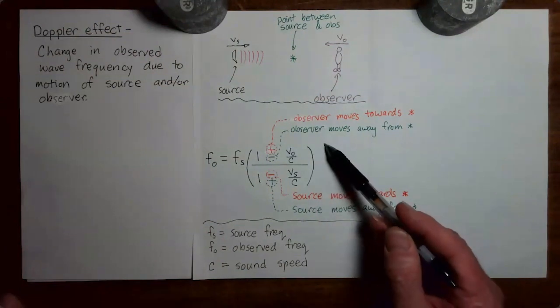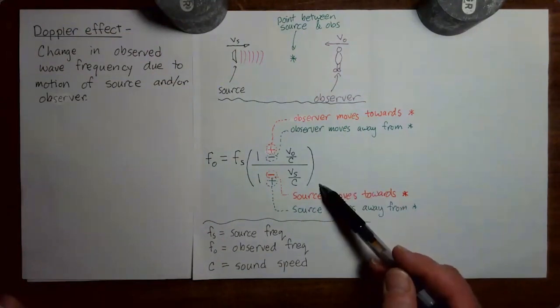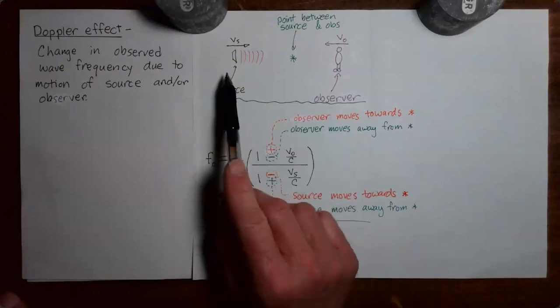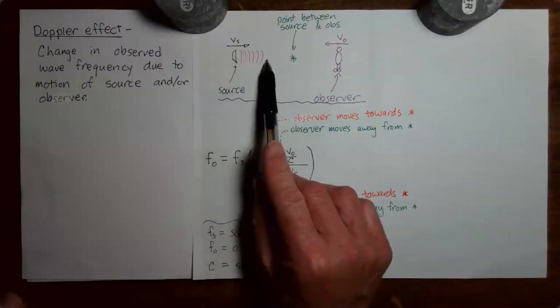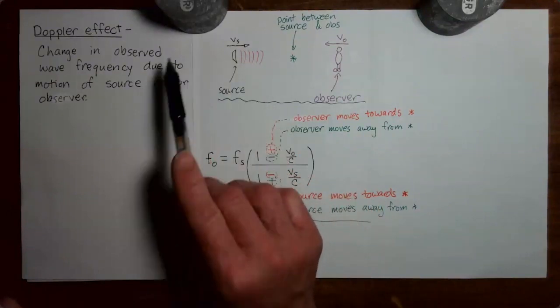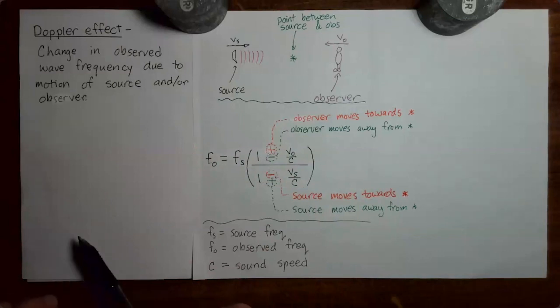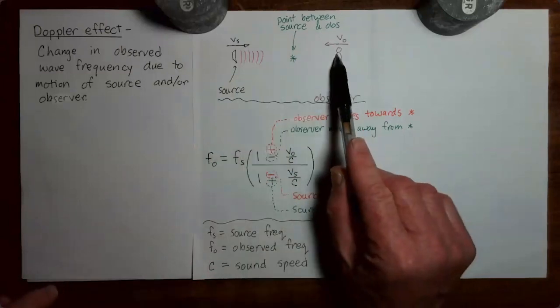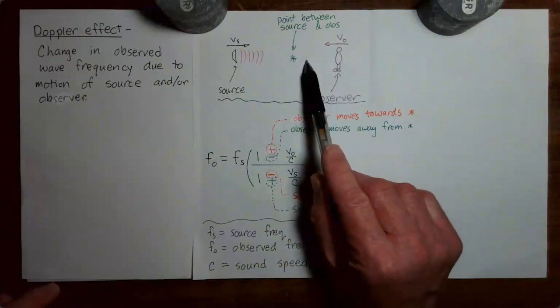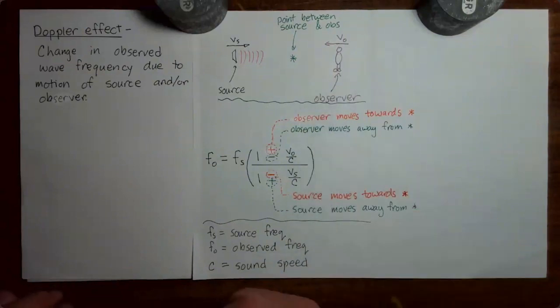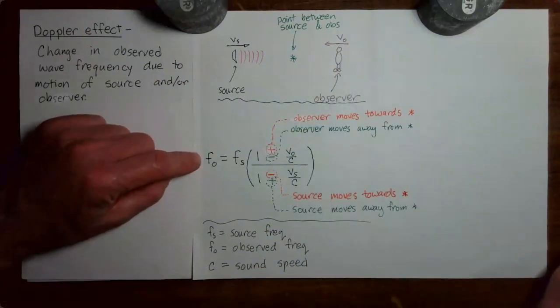We're going to see that how we use this formula depends on whether the source is moving towards that point or away from it. And it's also going to depend on whether the observer is moving towards that point or away from it. So let's go over the formula now.